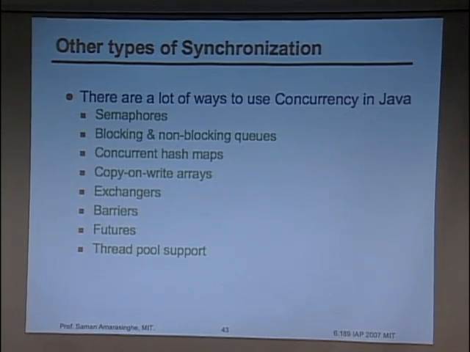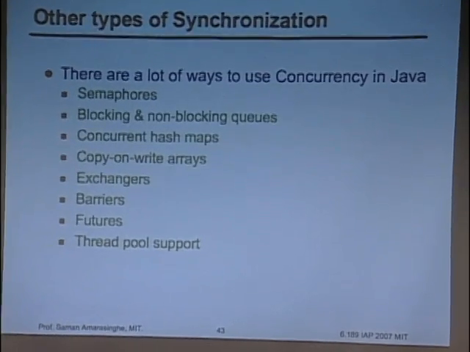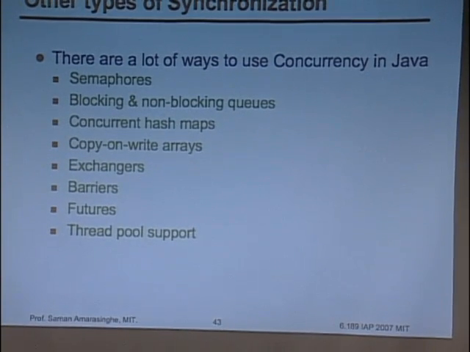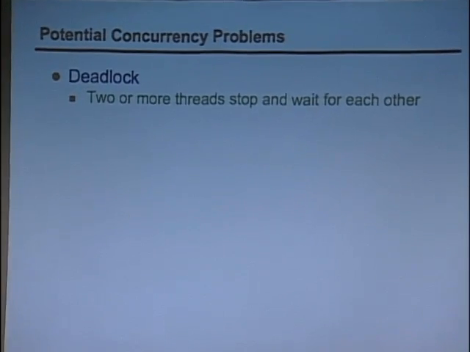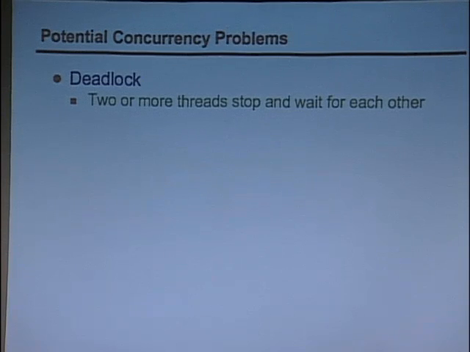So there are a lot of types of synchronizations in Java, and tomorrow you will learn a lot more different types of synchronization available in the Cell processor using MPI. But there are a lot of potential problems you're worried about. Deadlock: you have to worry about two or more threads waiting for each other forever.